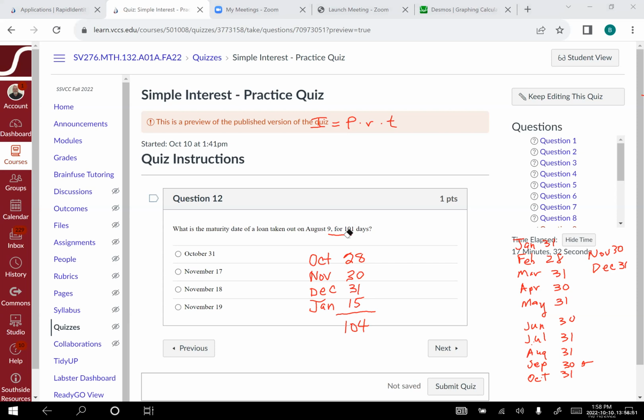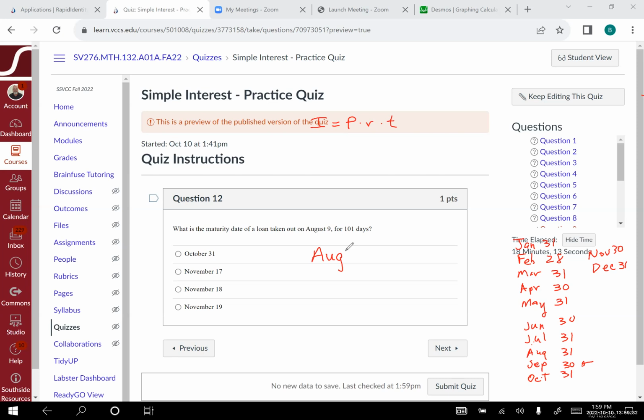Now, a little bit different. They give us the number of days, and we have to figure out when it's due, the due date. So we'll have to start counting days starting in the month of August. It's taken out on the 9th until we get close to 101, and then we'll do some figuring from there. So let's see. It's going to include August, obviously all of August, because there's not 101 days in August. If it's taken out on the 9th, how many days in August are we going to count?